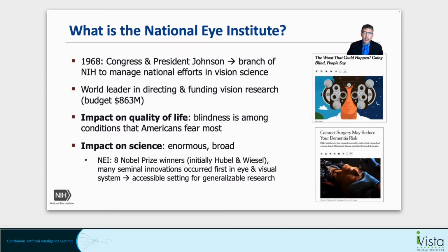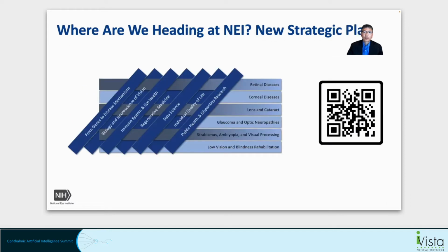We were founded in 1968 by Congress and then President Lyndon Johnson as a branch of the NIH to manage national efforts in vision science. Our budget this year is $863 million. And we're really proud that the work that we've done has had really broad impact on science overall, and that's really clear in artificial intelligence, because so much of what's been innovative in AI has really begun in the vision field. Work of Michael Abramoff's and many others.